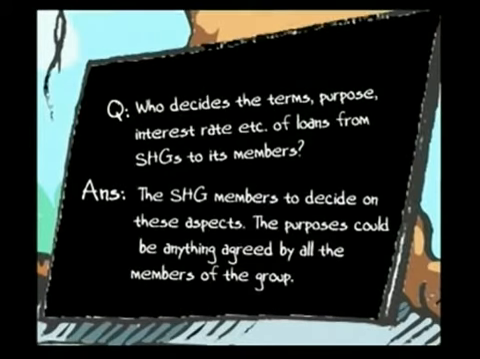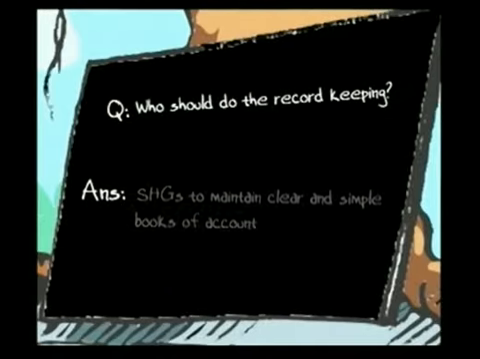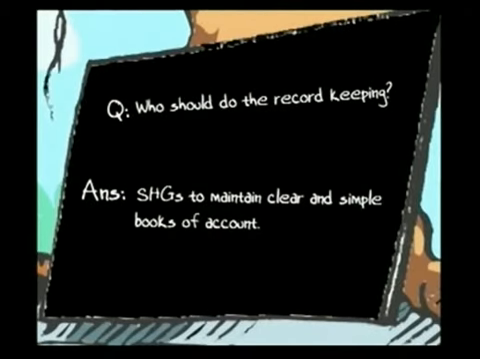The purposes could be anything agreed by all the members of the group, such as repairs to the house, health and education, investment in milch animal, etc. Who should do the record keeping? The SHG should maintain clear and simple books of accounts. The common savings of the SHG should be used by the SHG for lending to members within 2 to 3 months of forming the group.